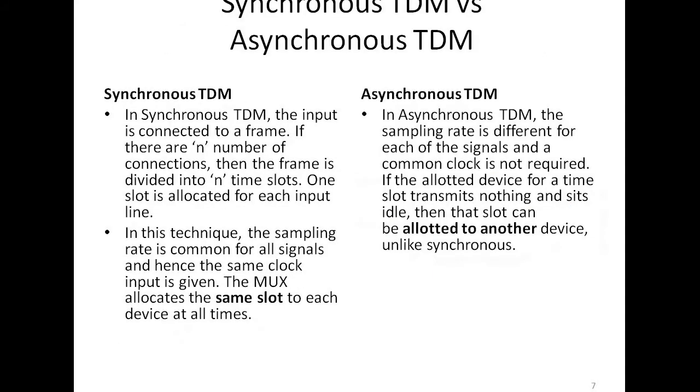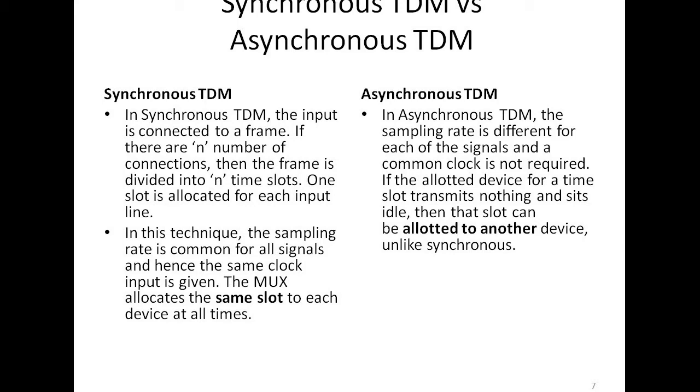In synchronous time division multiplexing, the input is connected to a frame. If there are n number of connections, then the frame is divided into n time slots. One slot is allocated for each input line. In this technique, the sampling rate is common for all the signals and hence the same clock input is given. The multiplexer allocates the same slot to each device at all times.